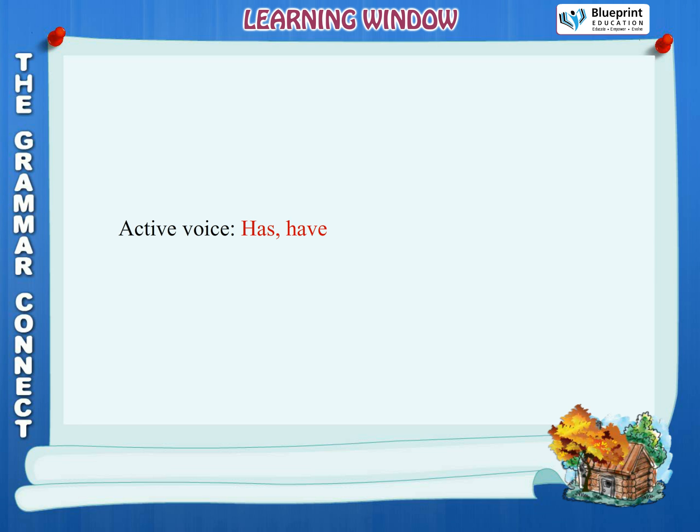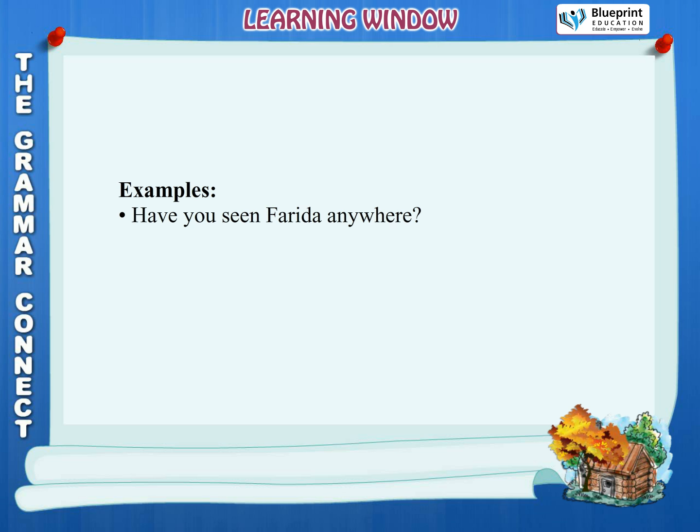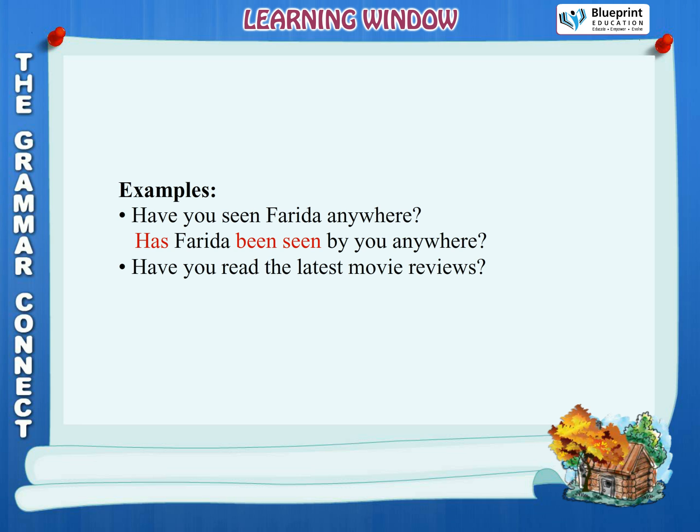Active voice: has, have. Passive voice: have been plus past participle of the verb. Examples: have you seen Farida anywhere? Has Farida been seen by you anywhere? Have you read the latest movie reviews? Has the latest movie reviews been read by you?